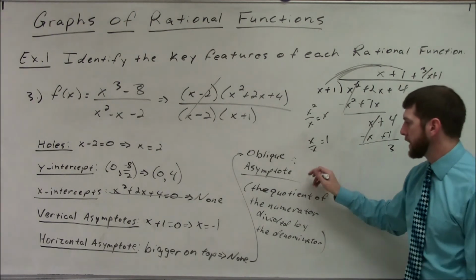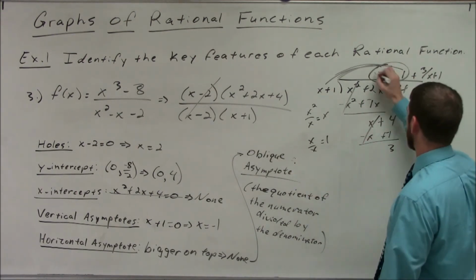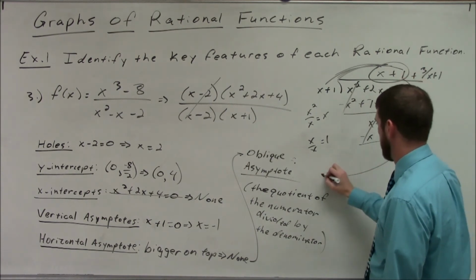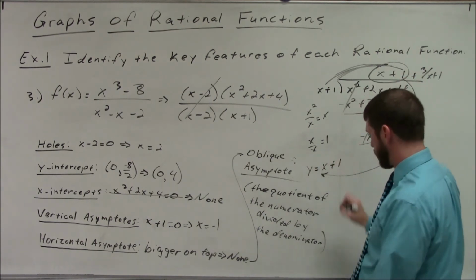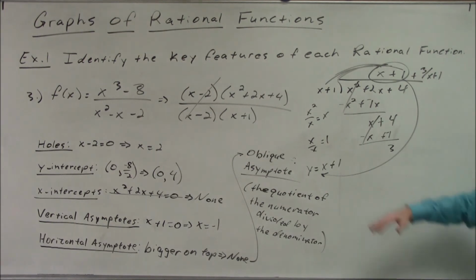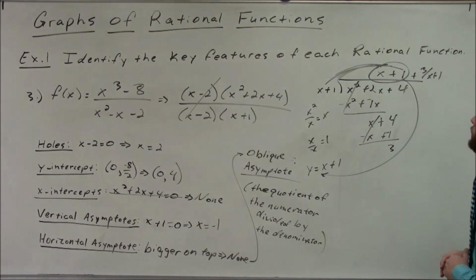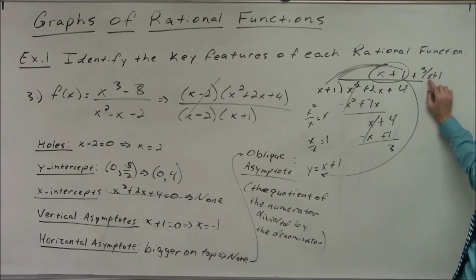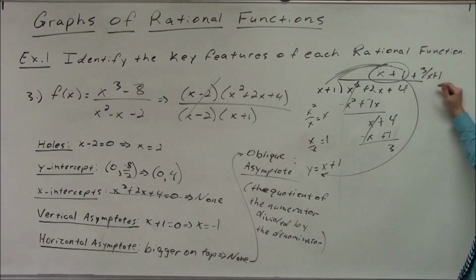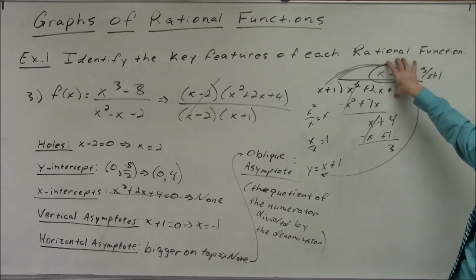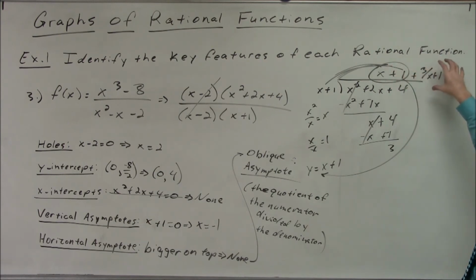Well, for the oblique asymptote, we just want that quotient. So y equals x plus 1 is our oblique asymptote. This is what our graph is going to tend towards as we get towards positive and negative infinity. Because again, see how we have the exponent on the bottom is bigger than the top? So this is going to get 3 over infinity, or 3 over negative infinity, which is almost 0. So as we get to positive and negative infinity, we're going to get this line right here, plus 0. So it's really just that line.